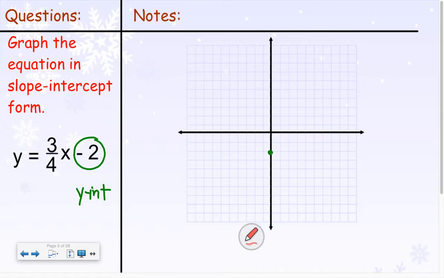Second, I'm going to graph the 3/4, which is my slope. Now I'm going to rise the top number and run the bottom number. So rise 3, run 4. From my green dot, I'm going to rise 3, meaning I'm going to go up 3, and run 4. If I want to make another dot from the blue dot, I can rise 3 again, run 4.